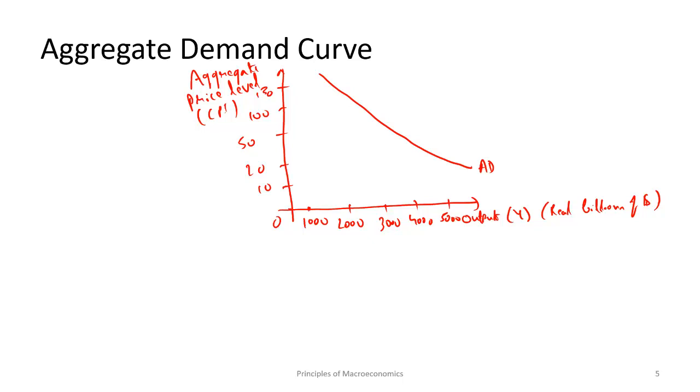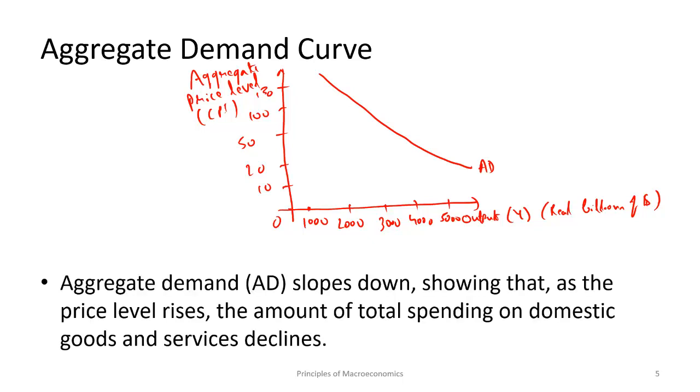And why the aggregate demand curve slopes downward? Here's the reasoning. Aggregate demand slopes down, showing that as the price level rises, the amount of total spending on domestic goods and services declines. Which means that as prices increase, people spend less money.